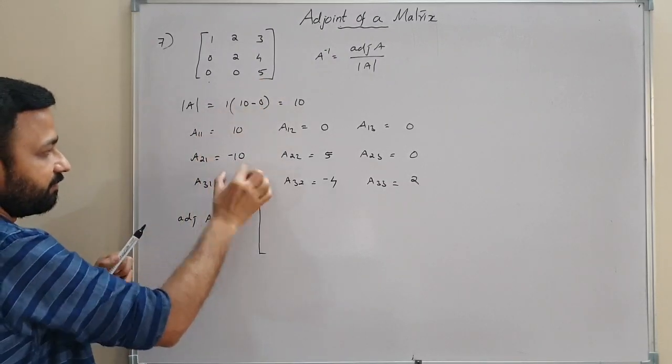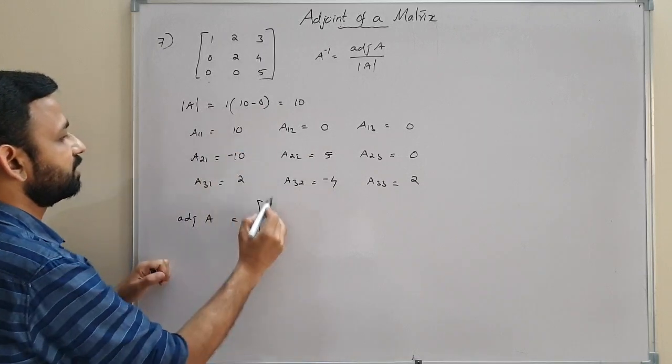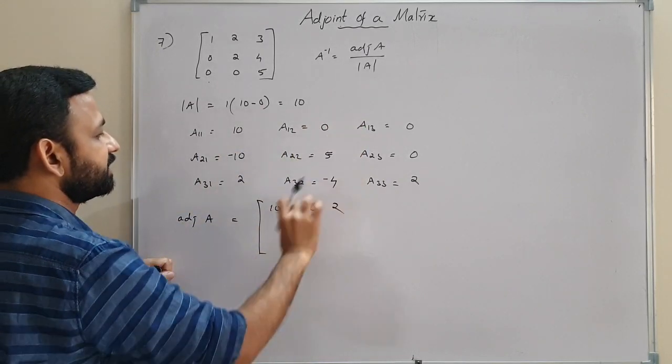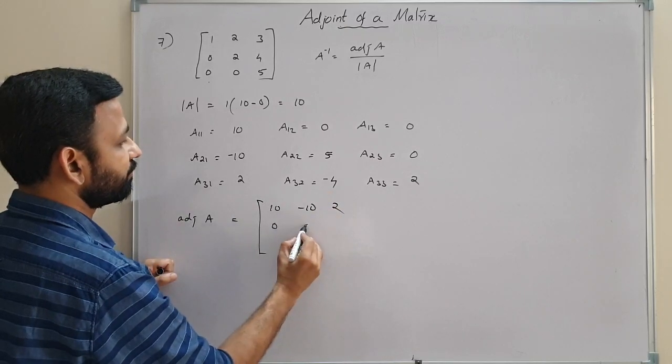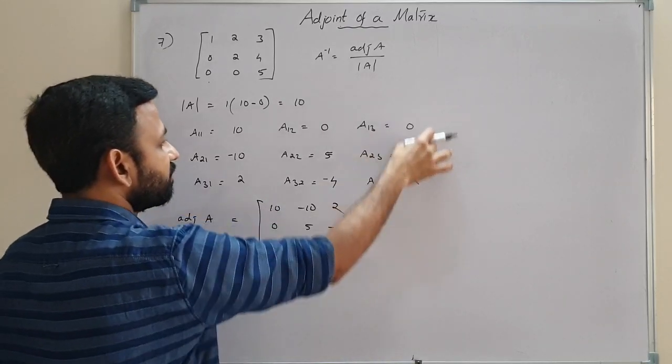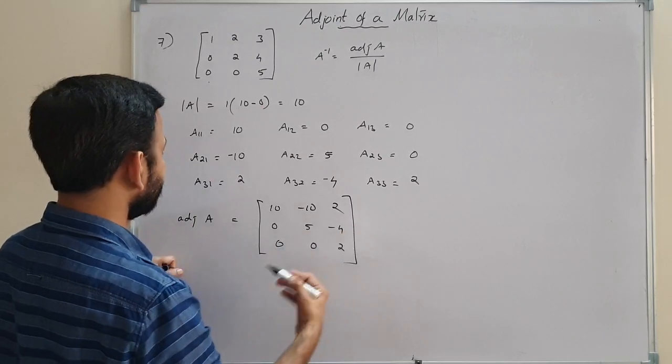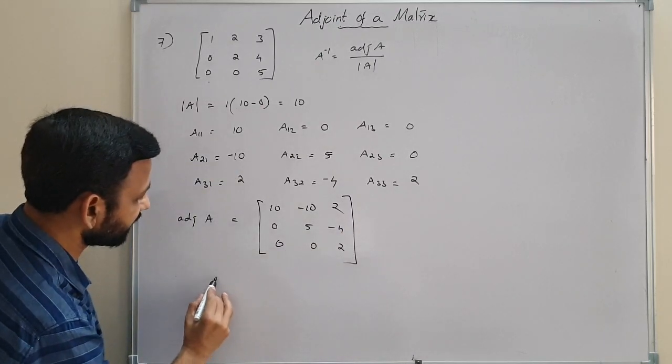So first column will be the first row: 10, minus 10, 2. Second column will be the second row: 0, 5, minus 4. Third column will be the third row: 0, 0, 2. So that is adjoint A. Now we can find A inverse.